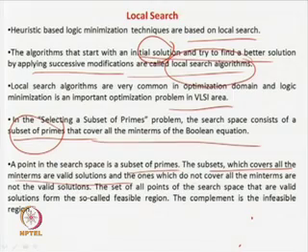The subset which covers all the min terms is a valid solution, and the ones that do not cover the min terms are not valid solutions. The set of points in the search space that are valid solutions is called the feasible region. The complement is the infeasible region.